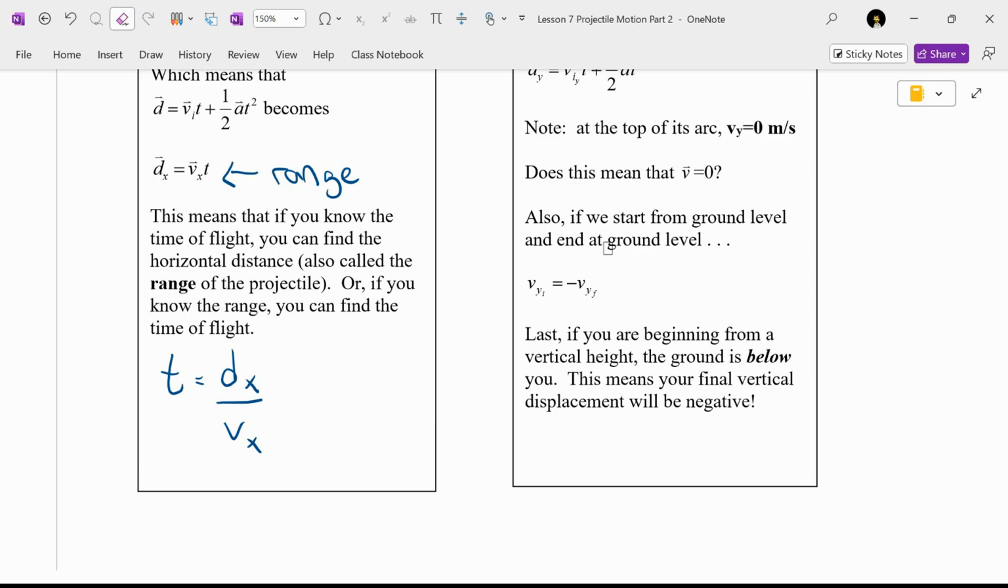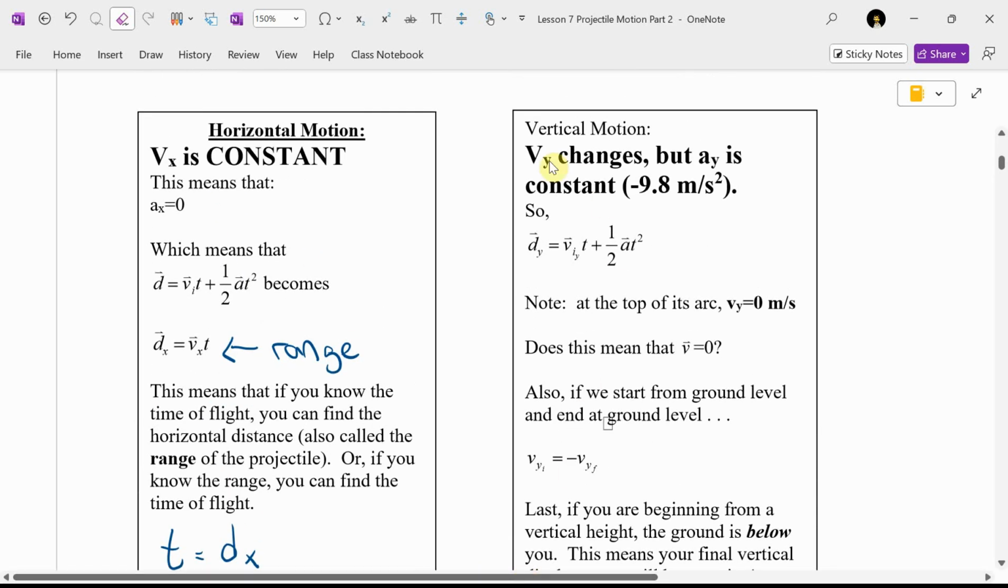If you're lucky, the question gives you the range. That's the easiest of all of the various projectile pieces of information that they can give you. What about vertically? Well, vertically, Vy is changing, but Ay is constant, negative 9.8 meters per second squared if we're on the Earth. So d equals Viy t plus a half Ay t squared. Now, if you're launched horizontally, Vy initial is 0, and so this equation gets modified. But if you're launched at an angle, Vi is not 0, and we're stuck with this.